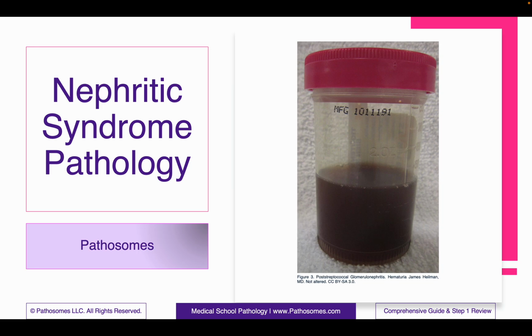Would you say this urine collection sample resembles a certain drink? Coca-Cola maybe? Yes, we'll be talking about this and much more in this presentation on nephritic syndrome pathology. So you future kidney docs, listen close.